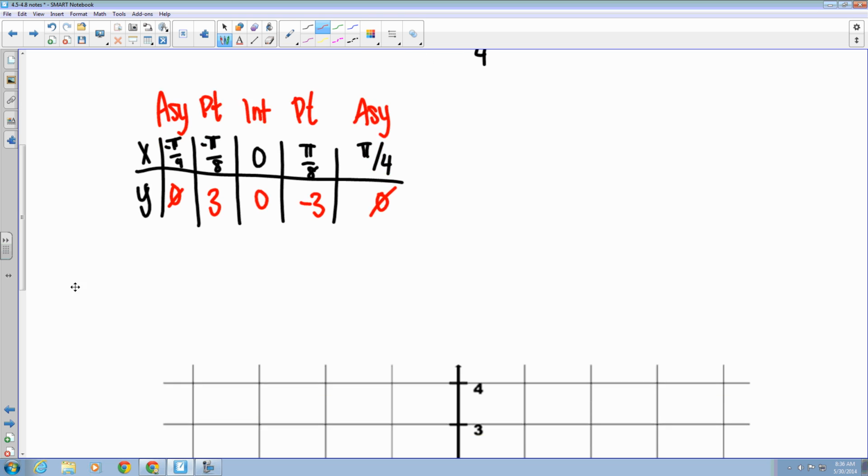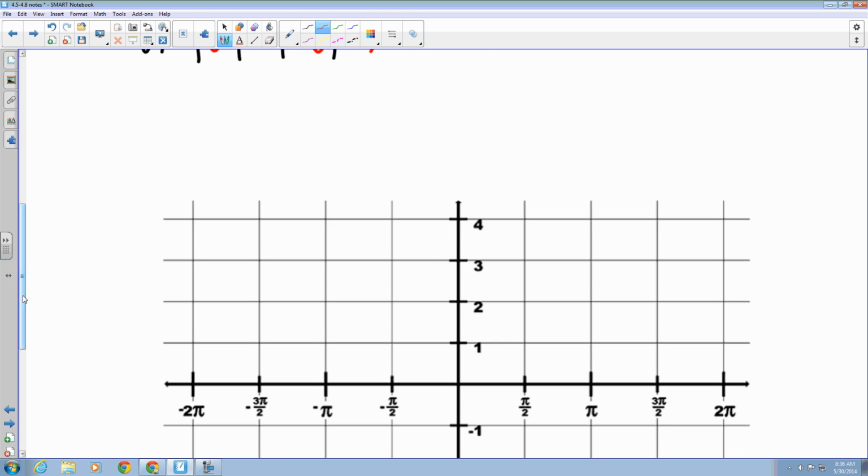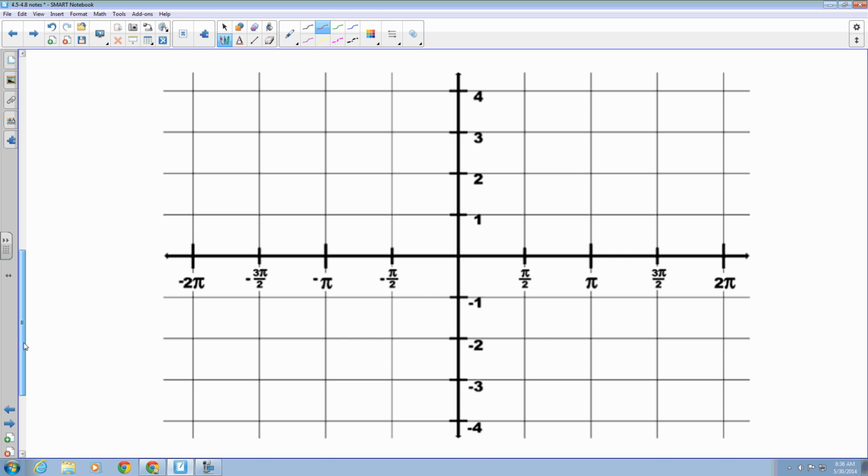Okay, so let's go ahead and graph these. Our asymptotes are at π/4. So it's going to be a skinny graph. 0, and then 3 right in between. Okay, so that's what that one looks like.